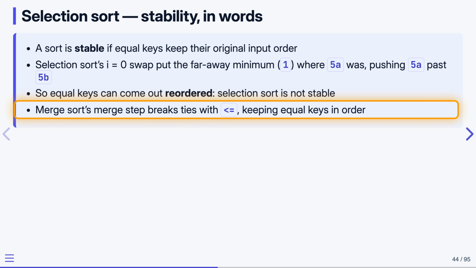Merge sort's merge step breaks ties with less than or equal, which keeps equal keys in their original order. That one operator is the whole difference.